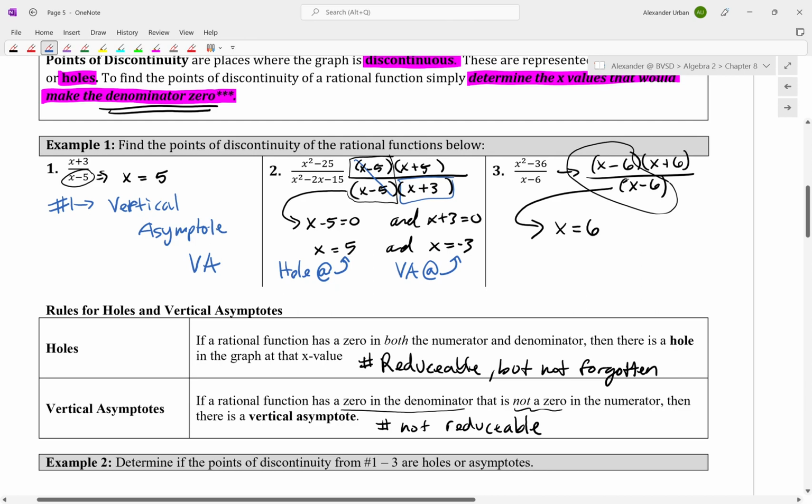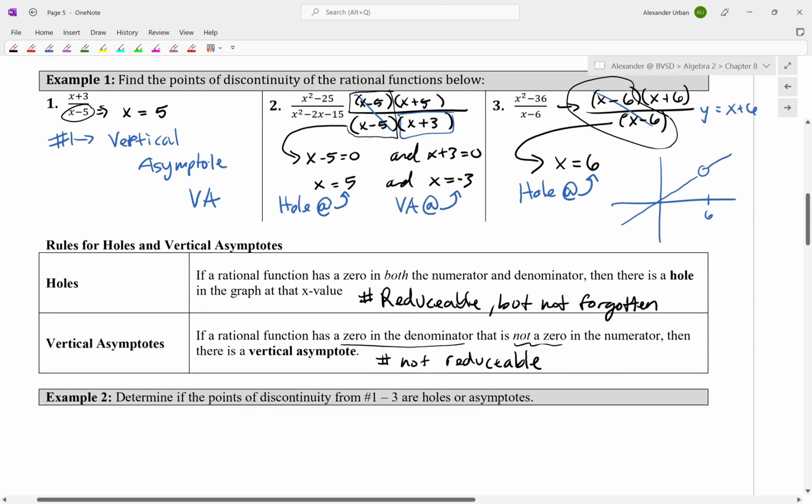For problem number 3, we have x minus 6's canceling out on both top and bottom, leaving us with a line, y is equal to x plus 6. But we can't forget, remember, reducible but not forgotten, that there is a hole at x equals 6. And so when we draw this line, here's 6 right here, there's a hole here at 6.